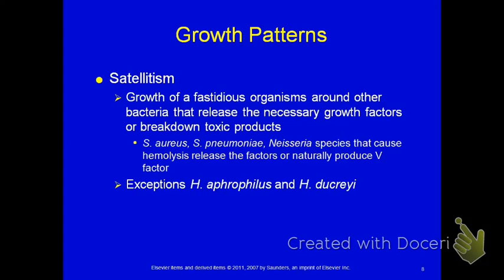So, examples of these organisms would include Staphylococcus aureus, Streptococcus pneumoniae, Neisseria. Okay, so these species could cause hemolysis. Therefore, they could release or naturally produce V factor. Okay, so why am I saying this? Because this phenomenon would make it possible to have satellitism, or the so-called satellite phenomenon.